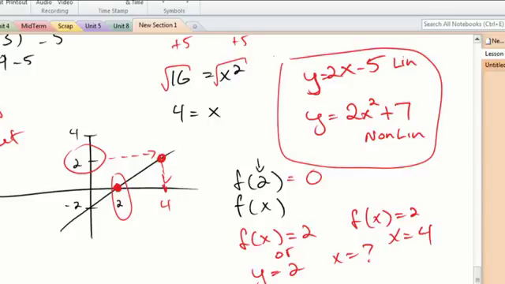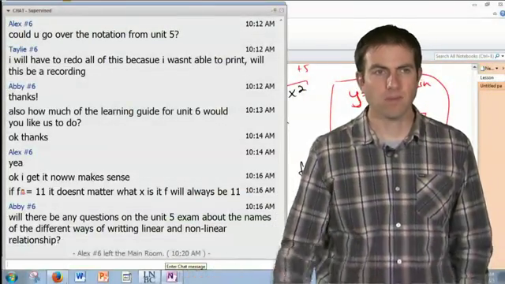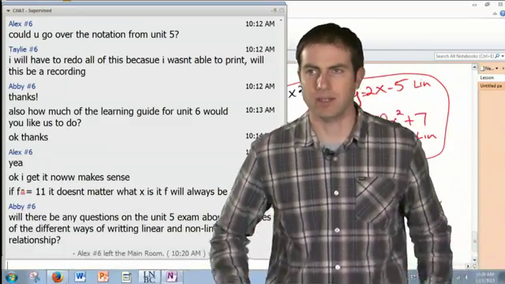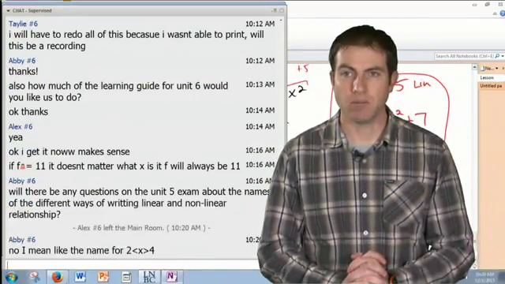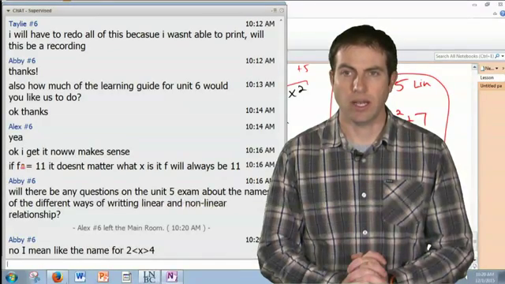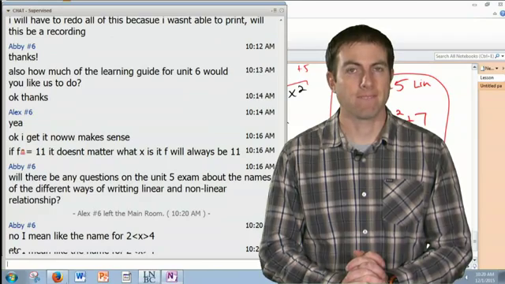I'm not sure I really understand. Looks like you're typing. Maybe you can clarify that, and maybe I can help you a little bit further. The name for 2x4, for like domain and range.